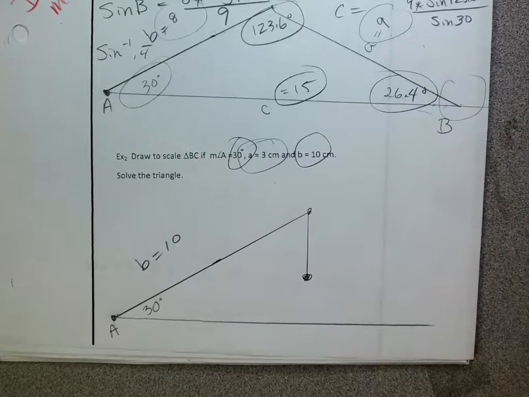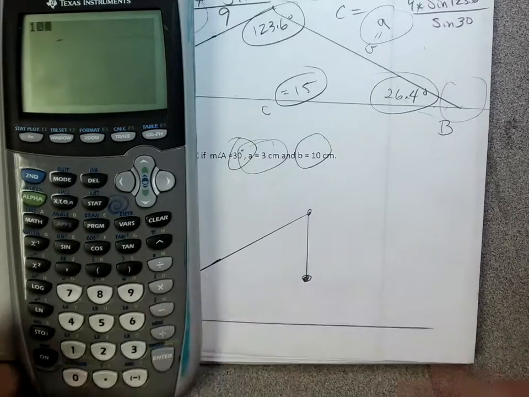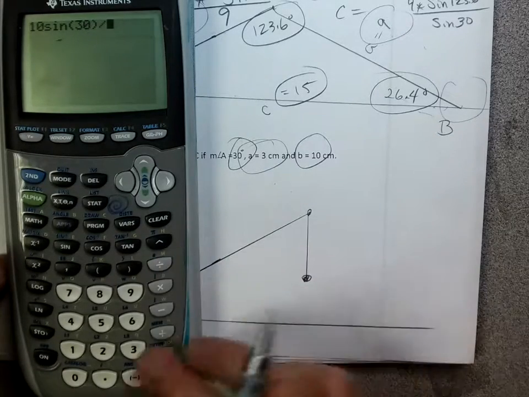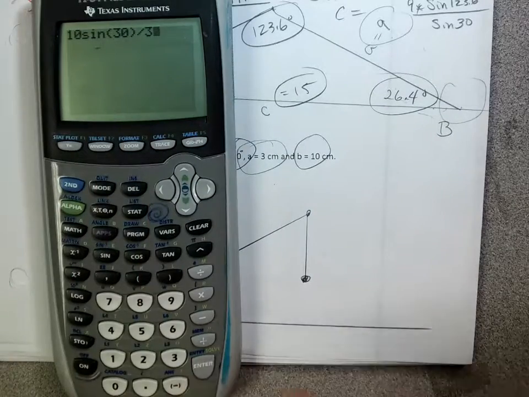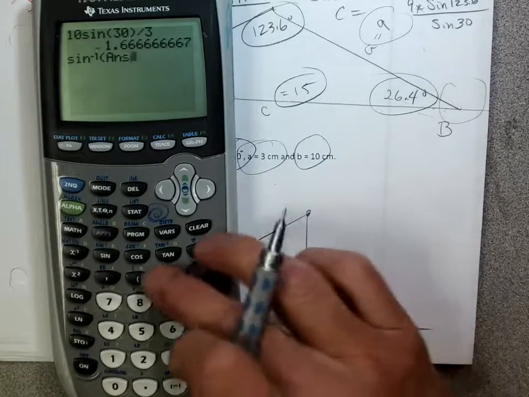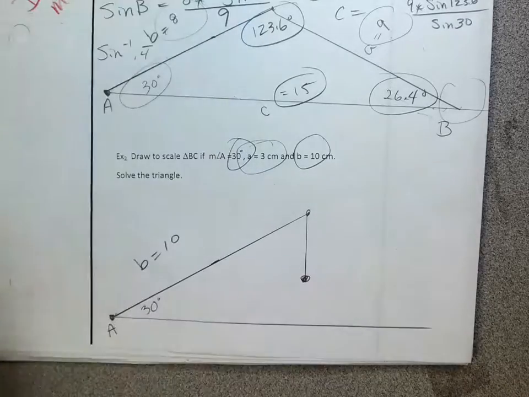Weird. Had I not drawn it, I probably would have tried to solve it using the law of sines, and I would have had something like 10 times the sine of 30 divided by 3, right? I would have gotten an answer, and then I would have gone sine inverse of this answer, and guess what I'd get? My calculator doesn't even like it, does it? This triangle does not exist.